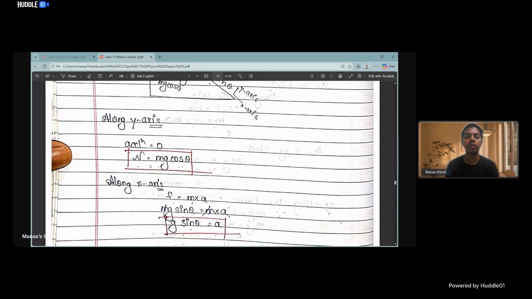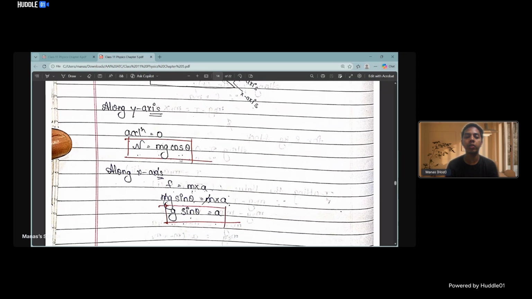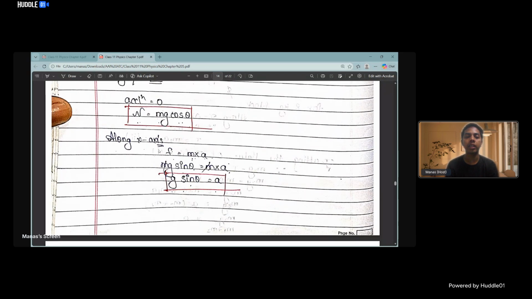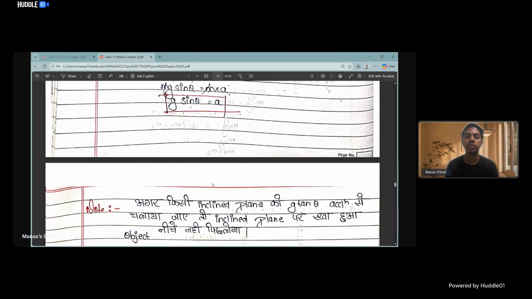We can write N equals mg cos theta if acceleration is 0. For the x axis, F equals ma, so mg sin theta equals m into a, so g sin theta equals a. That is the acceleration.